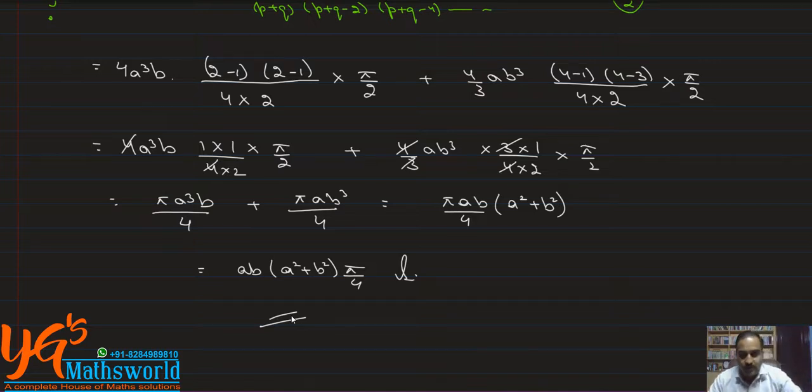I hope both the cases are clear to you. In the first case, we have taken the ellipse, but in the first quadrant only. And in the second question, we have considered the whole of the ellipse. That's it. Thank you.